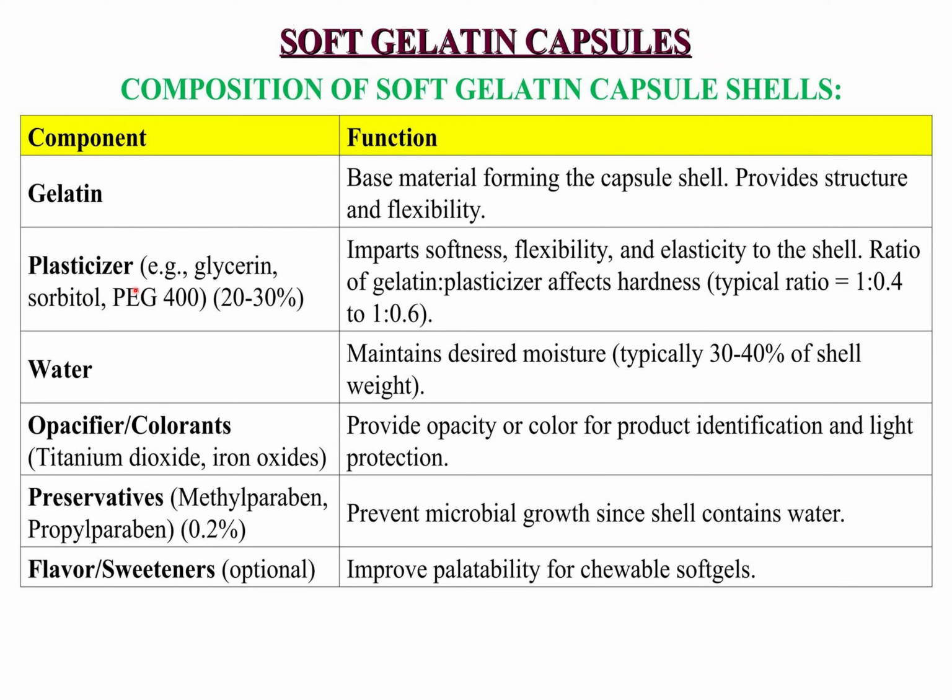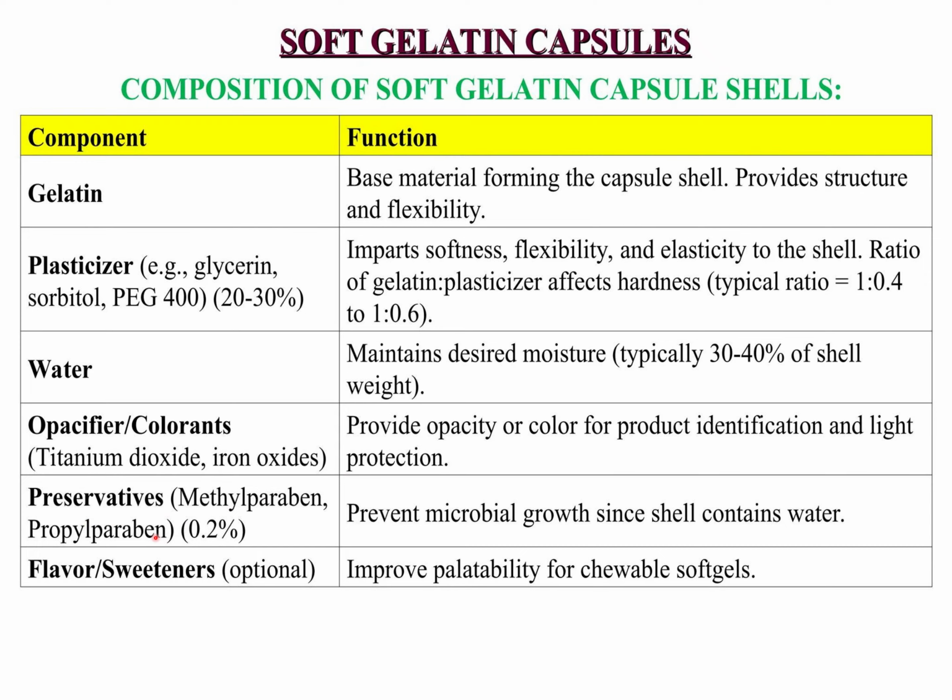Then the plasticizer, so glycerin, sorbitol, PEG 400 imparts softness, flexibility and elasticity to the shell. Ratio of gelatin to plasticizer affects hardness. Okay, typical ratio is 1 is to 0.4 or 1 is to 0.6. Then water, it maintains desired moisture, typically 30 to 40% of shell weight. Then opacifier or colorant, like titanium oxide or iron oxide. Titanium oxide is opacifier, iron oxide is colorants. Provide opacity or color for product identification and light protection.